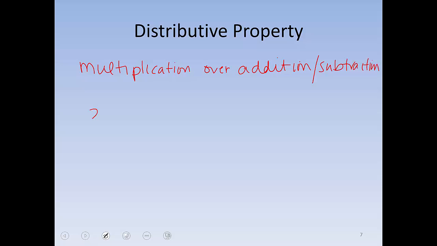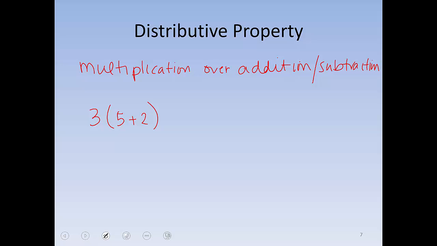So, for example, I can have 3 times 5 plus 2. Now, using the order of operations, we would probably want to make that 7 and then just do 3 times 7. But let's use the distributive property because eventually we're not going to be having just numbers. We're going to be using some variables. So let's take a look.